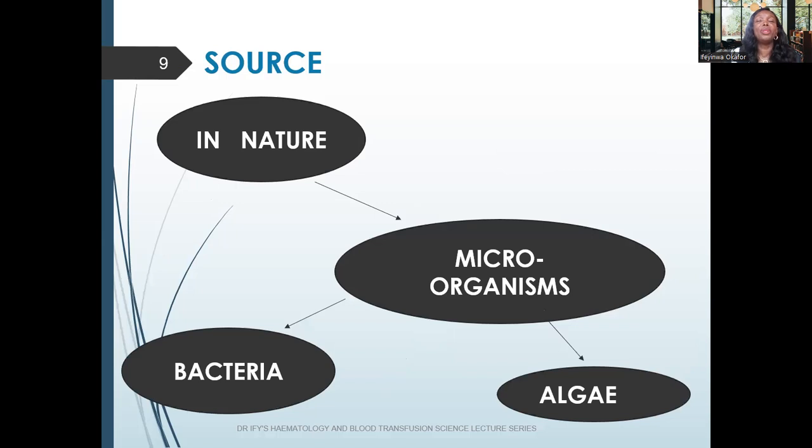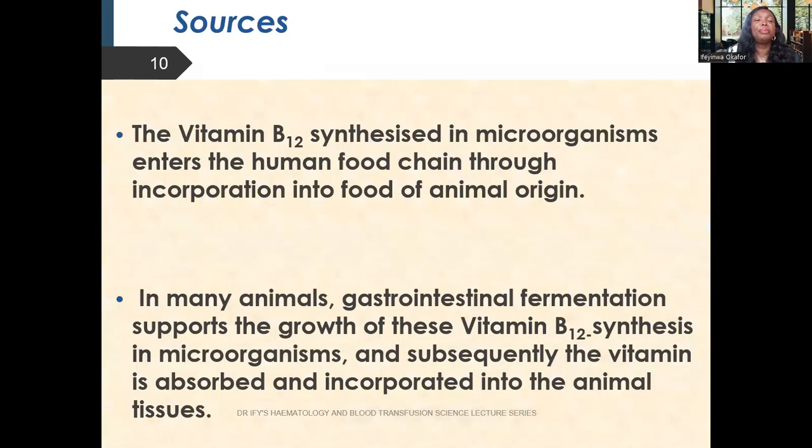Sources of vitamin B12. Where do we get vitamin B12, that is cobalamin? In nature, human beings do not synthesize cobalamin. In short, it's microorganisms such as bacteria and algae that naturally produce cobalamin. They naturally synthesize the cobalamin.